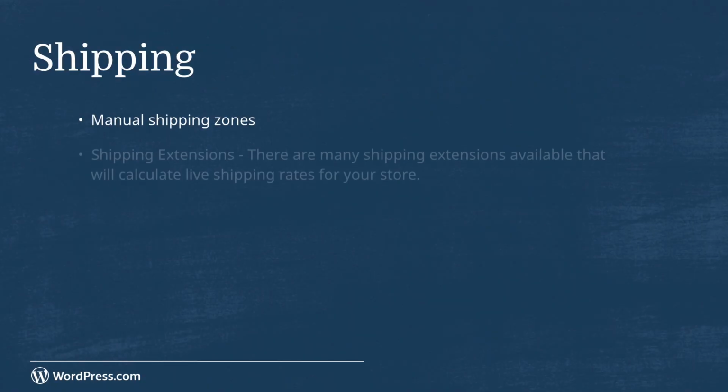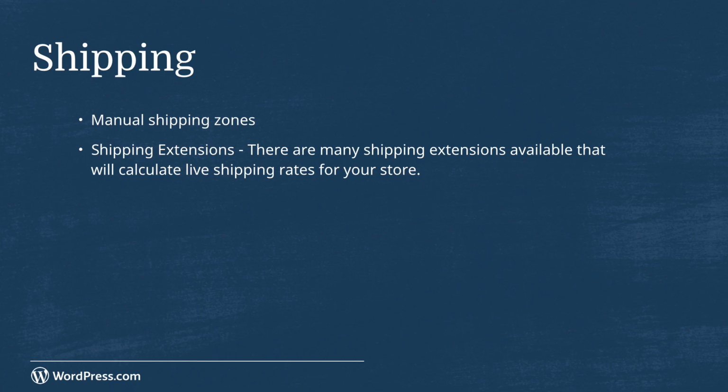By default, WooCommerce calculates shipping by zones, which you can configure manually. There are a number of extensions as well that provide live shipping rates based on weight, product dimensions, and shipping distance.